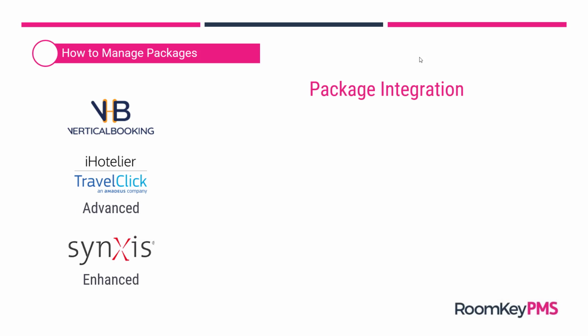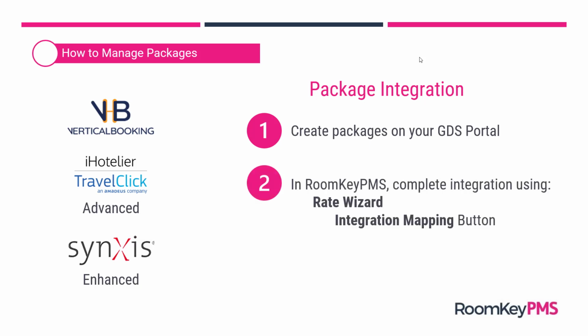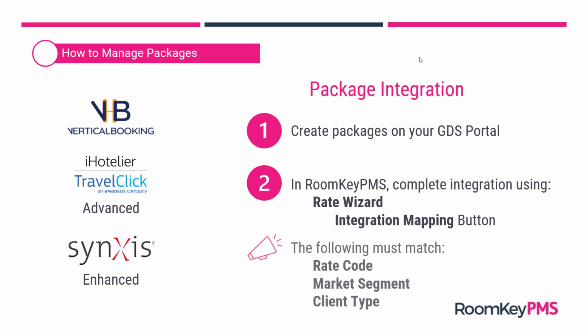So the package integration steps that you would follow are the same for all three of these connectivity partners. You will start with creating packages on your GDS portal. And then your second step is in RoomKey. And it's actually very similar to the setup of the rate plan integration. So you'll use the same tool, the rate wizard, and the integration mapping button. And again, just a reminder that you want to make sure that the rate code, market segment, and client type all match as well.